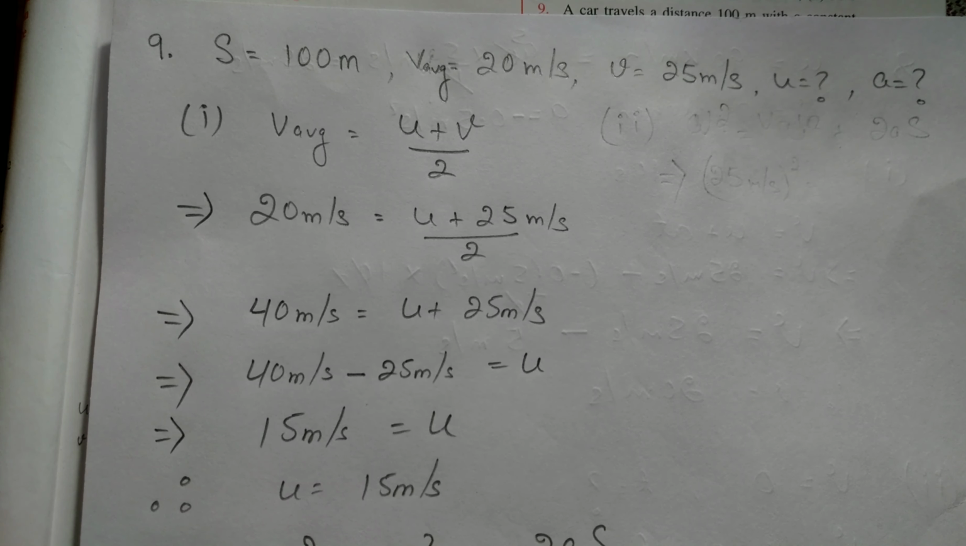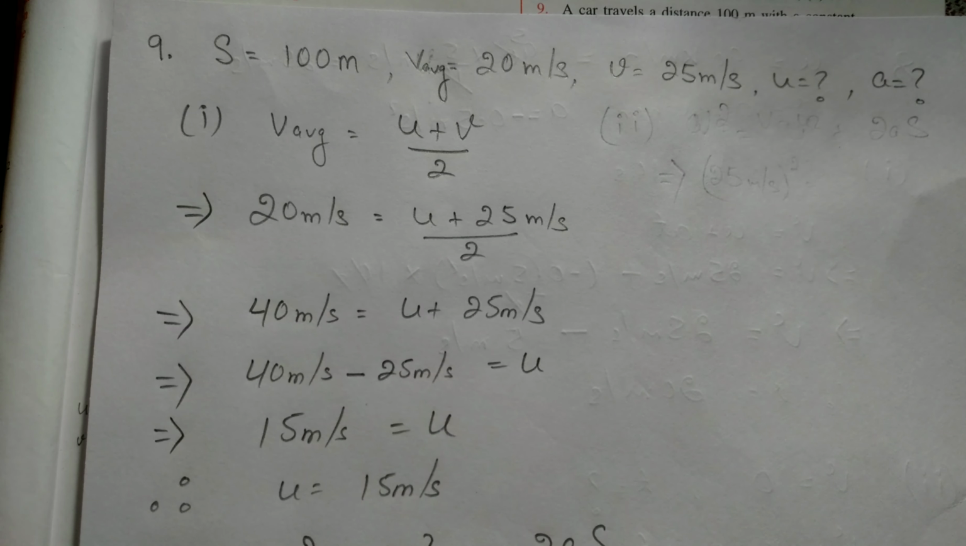Distance equals 100 meter, and V avg means the average velocity, which is 20 meter per second. The final velocity is 25 meter per second. Initial velocity I am supposed to find out, and then acceleration I am supposed to find out. So average velocity has a formula. The other formula for average velocity is initial velocity plus final velocity divided by 2.